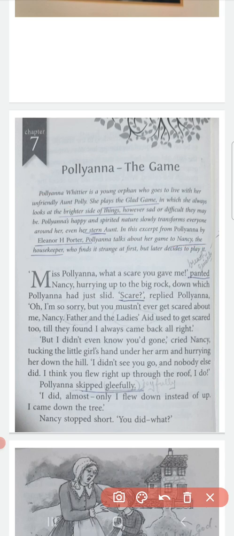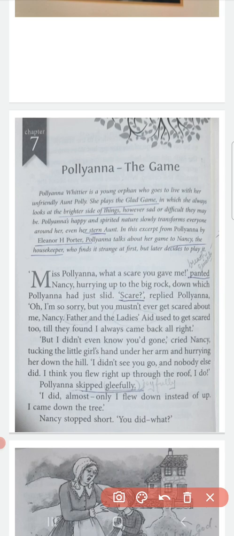Miss Pollyanna, what a scare you gave me. Panted Nancy, hurrying up to the big rock down which Pollyanna had just slid. Scare, replied Pollyanna. Oh, I'm so sorry, but you mustn't ever get scared about me, Nancy. Father and the Ladies' Aid used to get scared too, till they found I always came back all right.